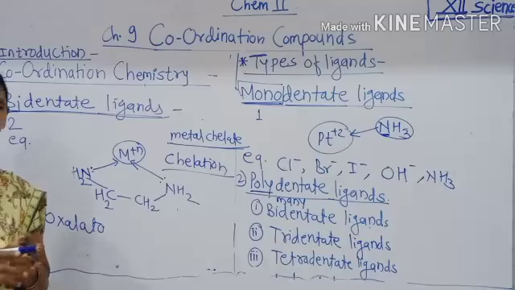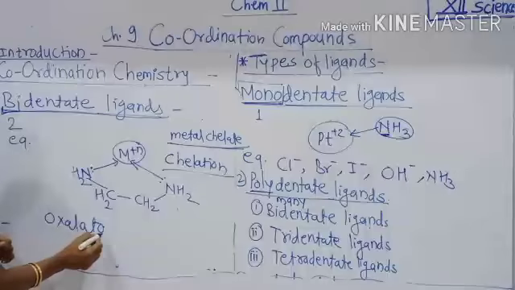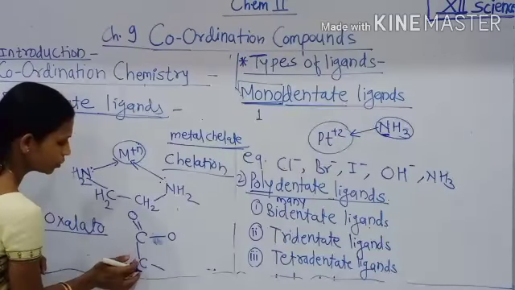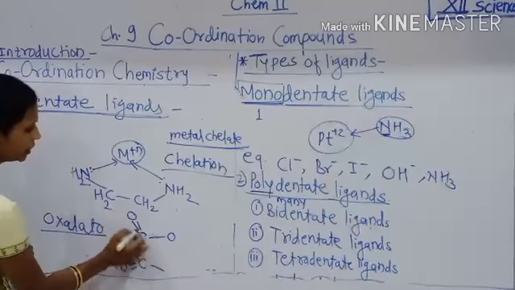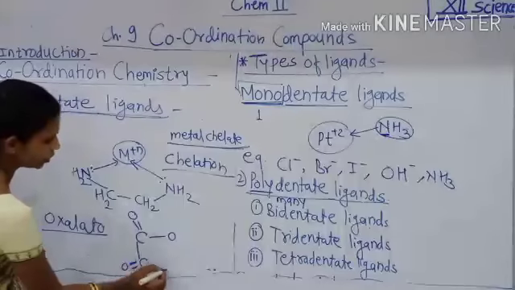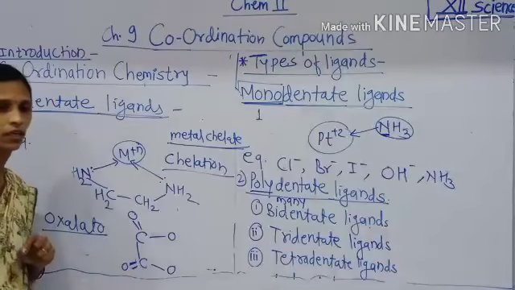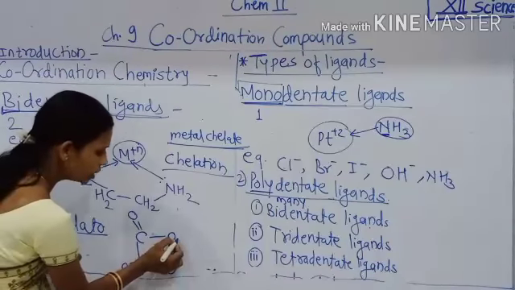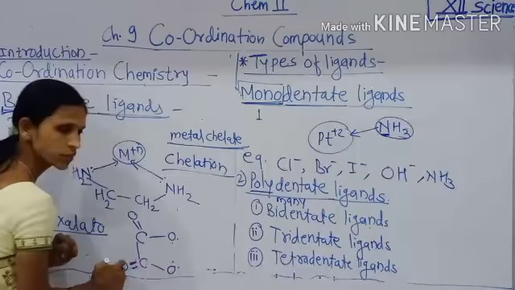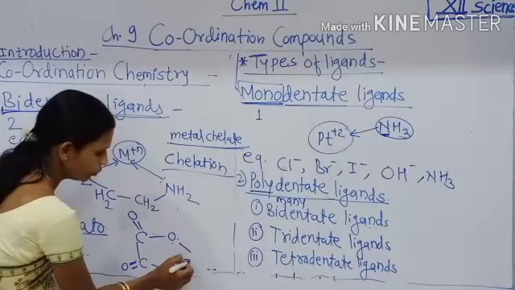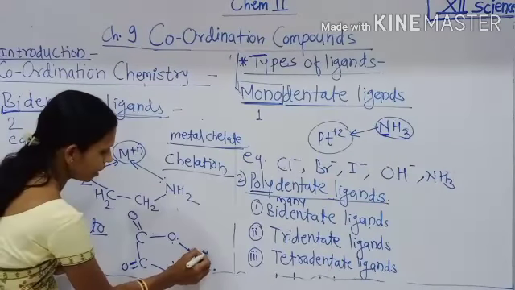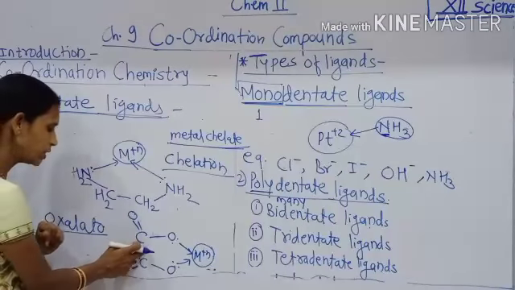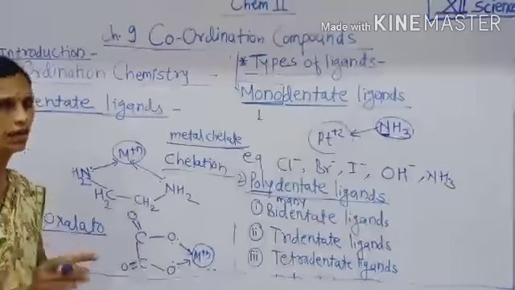biological processes. Then one more example of bidentate ligand is the oxalato group. See here, the oxalato group has a structure like this, C double bond O, dash O. There are 2 points of attachment through these 2 different oxygen atoms, which coordinate with the central metal ion in the metal chelate or coordination compound. That means it is also a bidentate ligand.